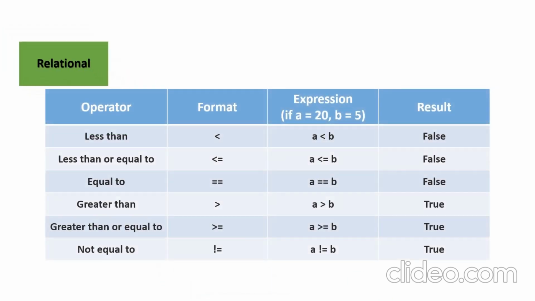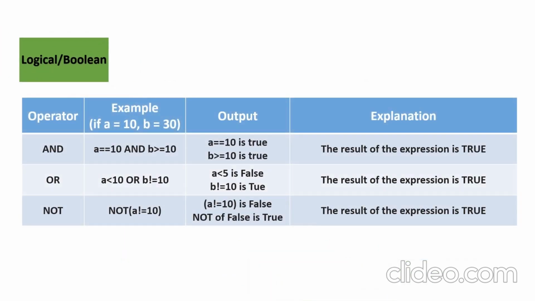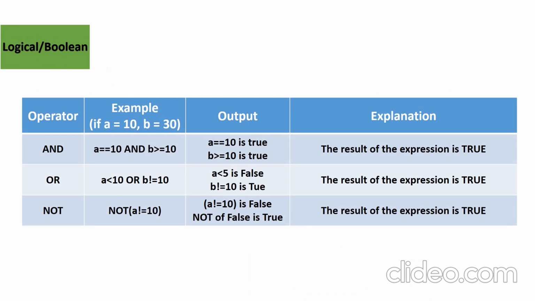Relational operators. These operators are used to establish relation between operands. The use of these operators are shown in the table. Logical Boolean operators. These operators are used to establish the truth of a statement. The use of these operators are shown in the table.